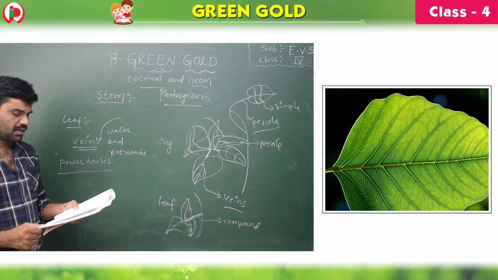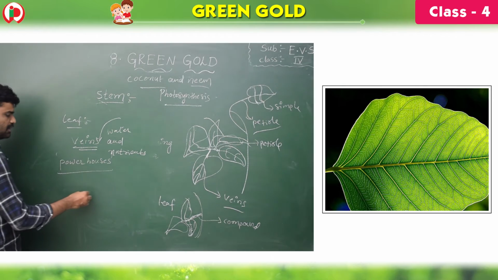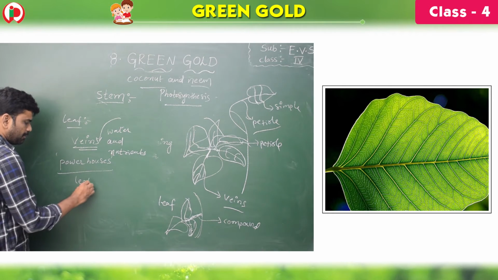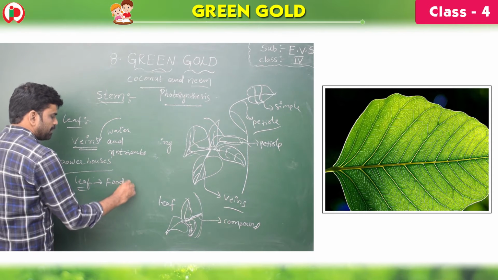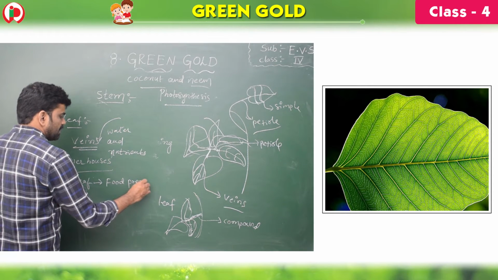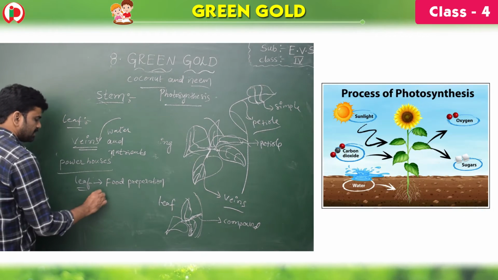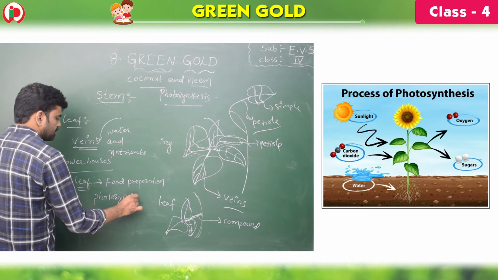This process is called photosynthesis. See, children, these leaves help in food preparation. Leaves help in food preparation. Food preparation is called photosynthesis.